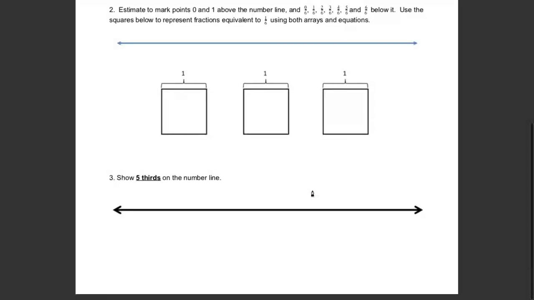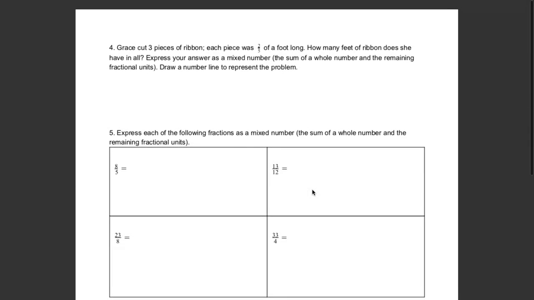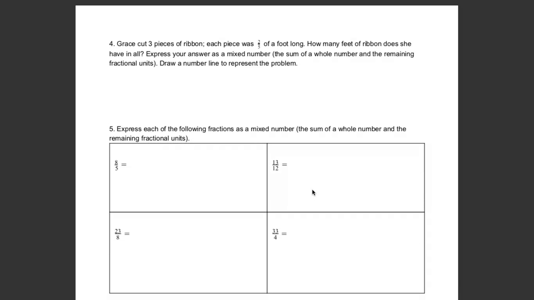Now we're going to scroll down to number 4. Let's talk about 4 because it's a word problem. It says Grace cut 3 pieces of ribbon. Each piece was 2/5 of a foot long. How many feet of ribbon does she have in all? Express your answer as a mixed number.